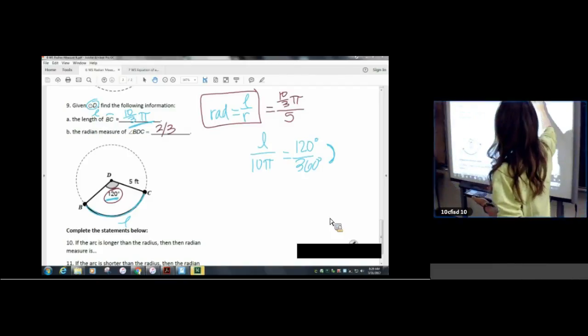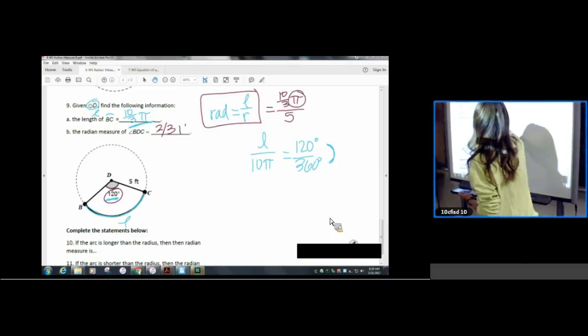Look, nothing happened to the pi. It didn't cancel. It's still there. So the pi is still there.